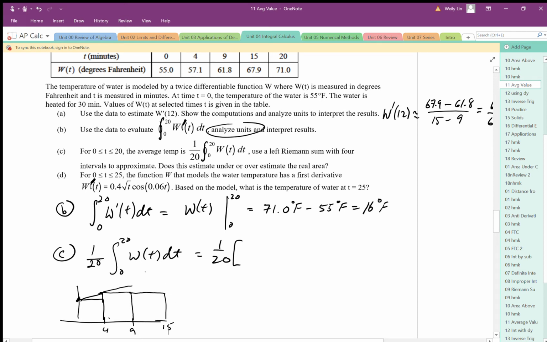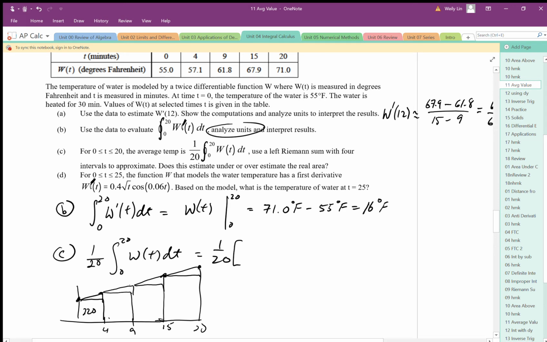15, and it goes up to 67 somewhere up here. And there's another left-hand Riemann sum, and then at 20 it goes up to something like that. So there's another left-hand Riemann sum. If I want to find this area, I'm going to take the interval width and the interval height. That's 55 high, 4 wide, so that's going to be 220. The interval width is 5 times 57.1 times 5.